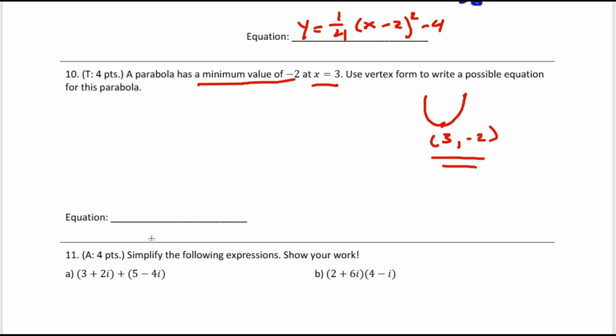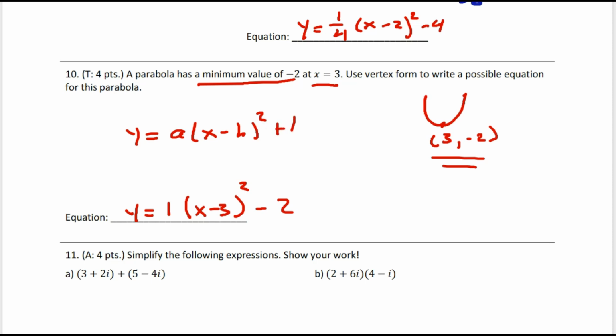So how about this? y equals, let's say, 1. Any positive value for a will cause it to be opening up. Times (x minus 3) squared plus k, so minus 2. All right, so on this one, we use vertex form again. We put in h and k, and a just had to be greater than 0. Any value would work.